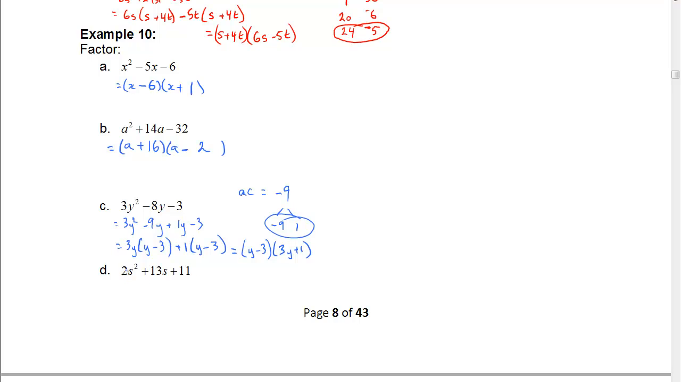The final example here then, AC is 22, 2 times 11. 22 is 11 times 2, or 22 times 1. If we add these ones, we get 13, so we're going to say 2s squared plus 11s plus 2s to get the 13 plus 11. And that's going to be a common factor for these two is just s outside of 2s plus 11. There's no common factor between 2s and 11, so we just say plus 1 outside of 2s plus 11. Brackets are the same, so 2s plus 11 outside of s plus 1.